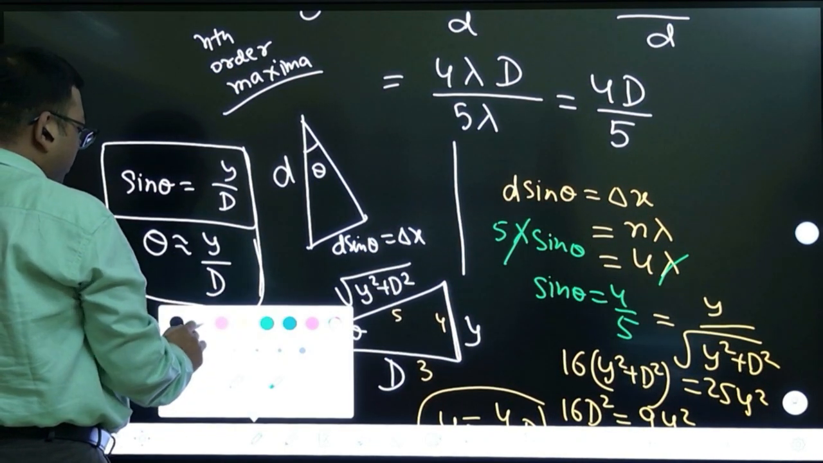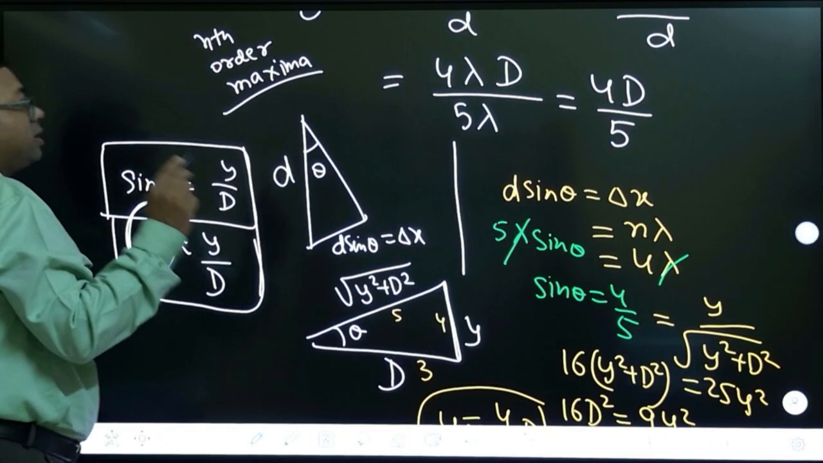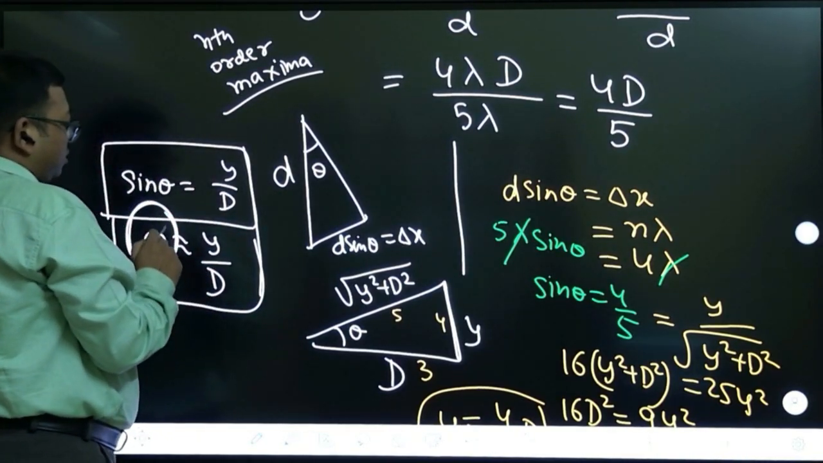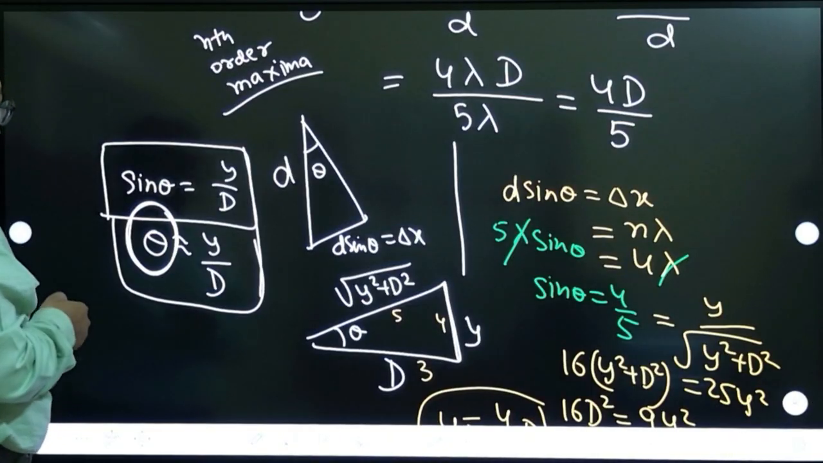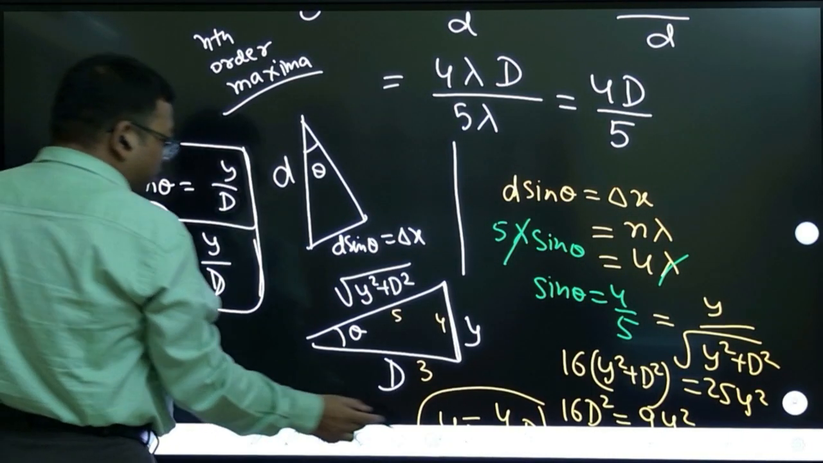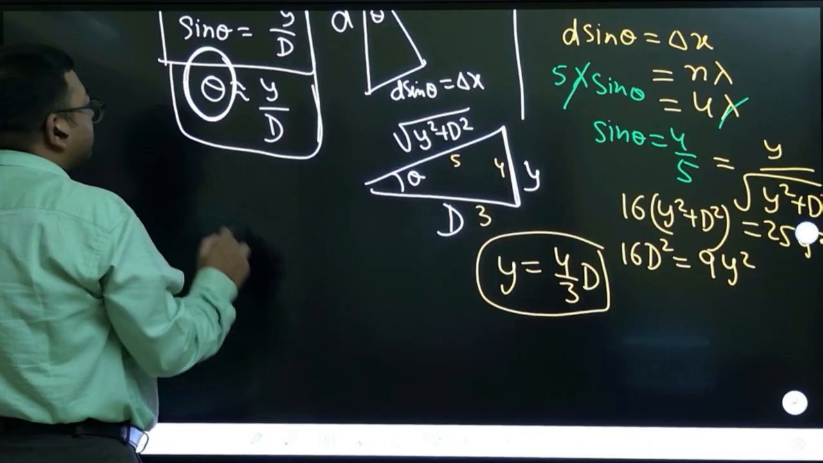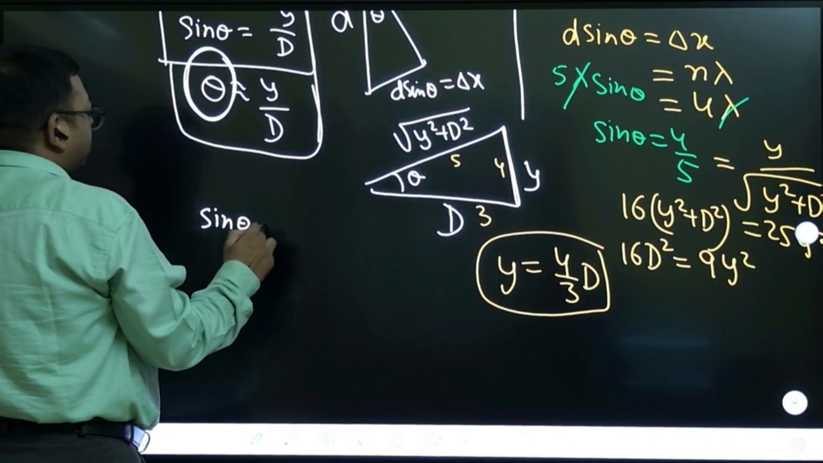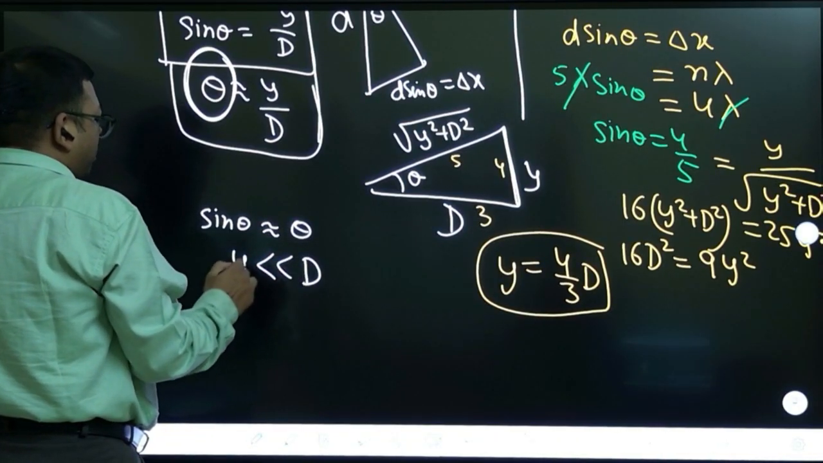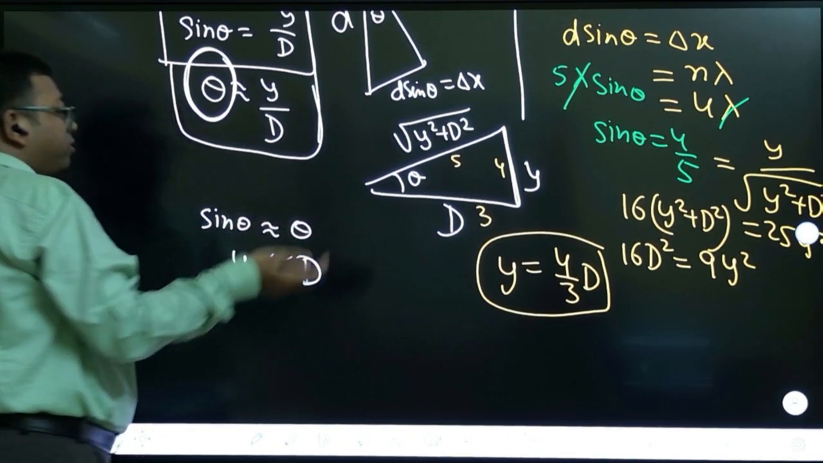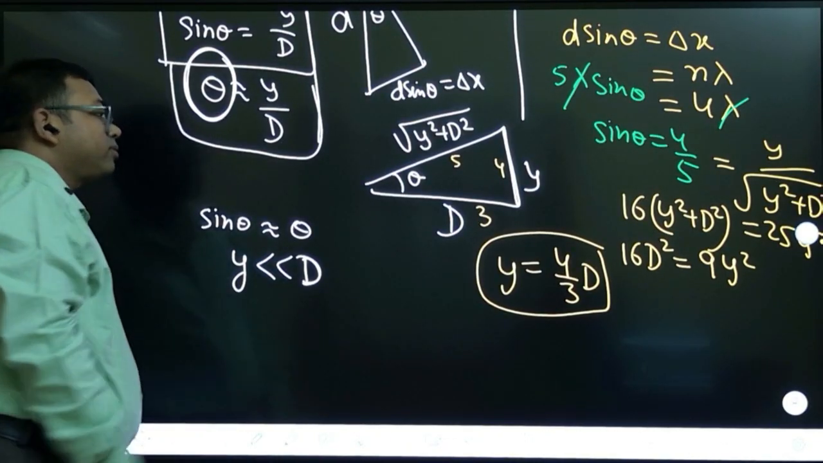No, no, the idea is that sin theta should be writable as theta; only then does that approximate formula work. Otherwise it will not work. When can we write sin theta as theta? That means if y is very, very small compared to D. But how do you know y is small? Right now you have to calculate y only, so you do not know.